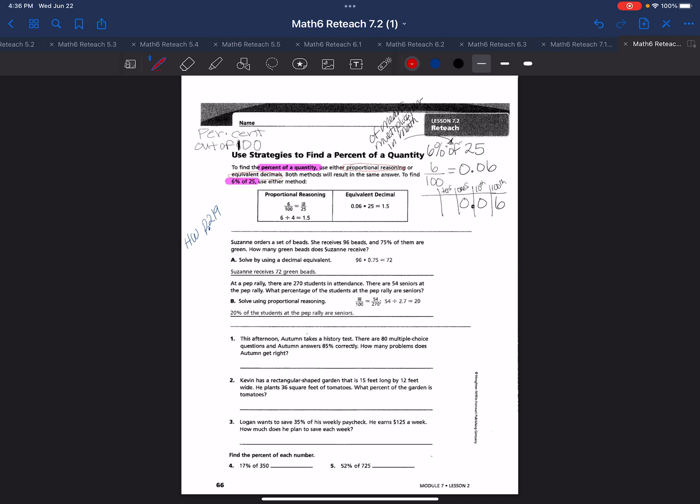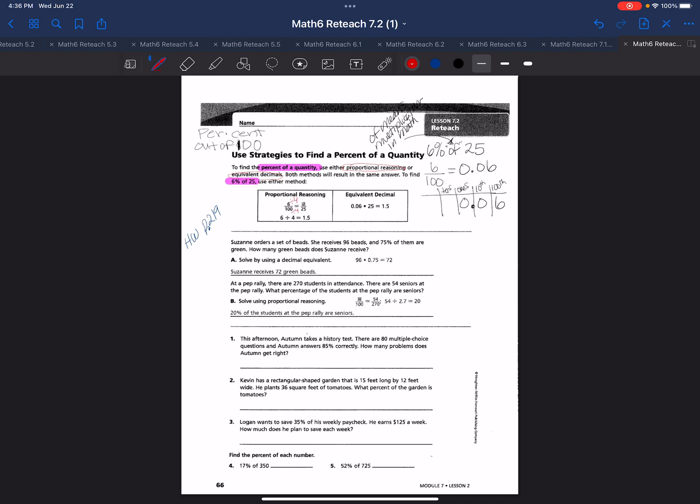So we know that they're saying 100 divided by 4 is 25. And what I do to the denominator, I must do to the numerator. So 6 divided by 4 would be 1 5/10.